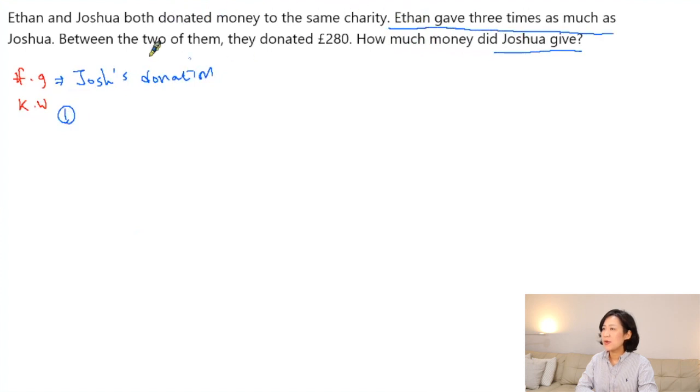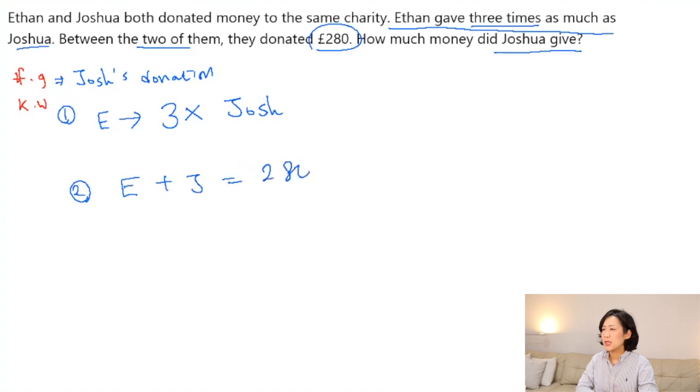Ethan gave 3 times as much as Joshua. That means Ethan's donation is 3 times more than Joshua. So 3 times is 3 times Josh. Then our second keyword is "2 of them". Add them together. Ethan's donation and Josh's donation makes 280.